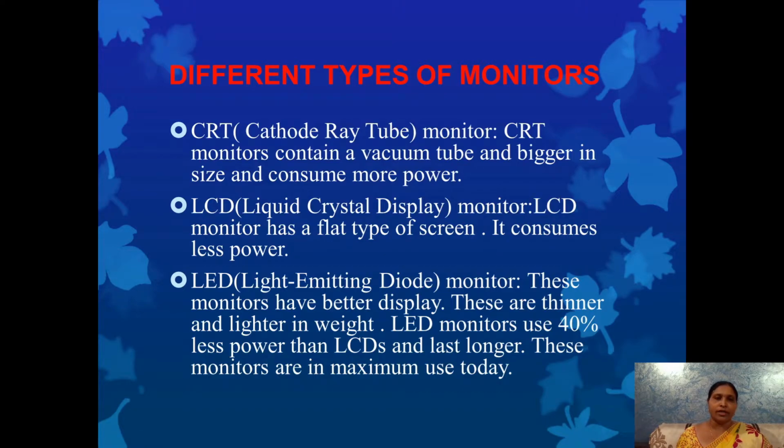Different types of monitors: CRT monitor, LCD monitor, LED monitor. What is CRT monitor? Cathode ray tube. CRT monitors contain a vacuum tube and are bigger in size and consume more power. LCD monitor, liquid crystal display. LCD monitor has a flat type of screen. It consumes less power.